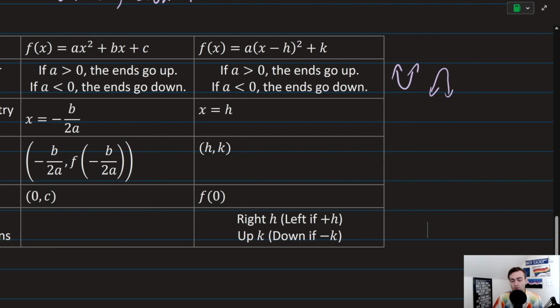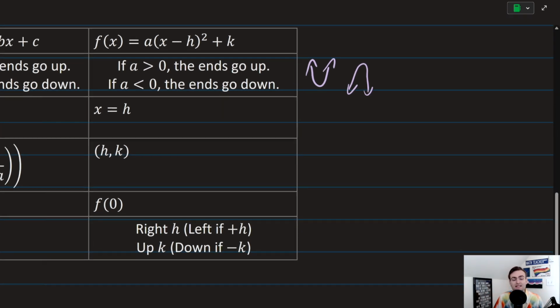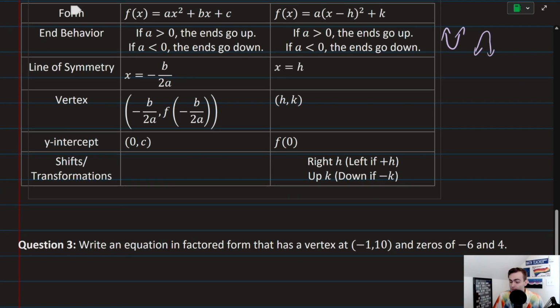Now, the reason that we use vertex form a lot when it comes to graphing, or we like it more when it comes to graphing, is again, if I subtract on the inside, I'm moving it right. Adding on the inside, I'm moving it left. And if I'm adding on the outside, I'm moving it up. And if I'm subtracting on the outside, I'm moving it down. So very easy to see where the graph moved and how the graph shifted. So there we go.